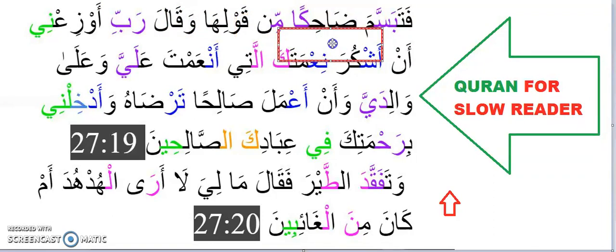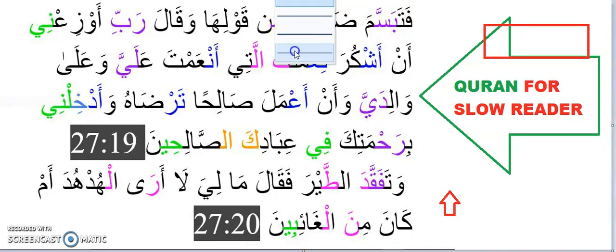Now let's go to another shadda here. نعمتك التي. This one I will show you. Let's connect this kaf to the lam. نعمتك التي. Do not read this alif. Let's find another color which is seen.